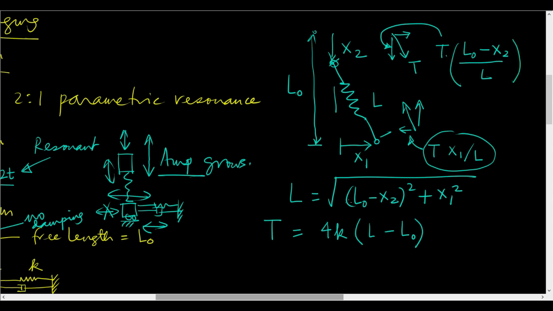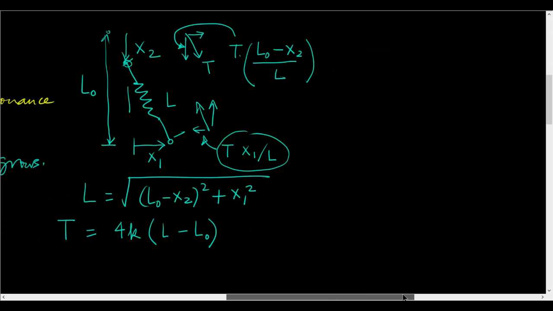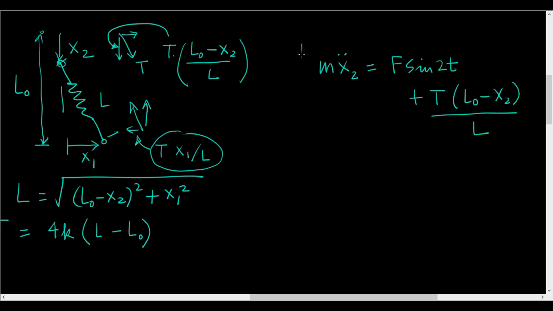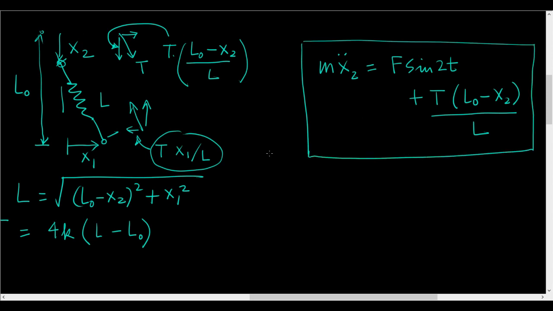Okay, good. With that, we have our equations of motion, and so I have m x2 double dot is equal to F sine 2t plus T times (L0 minus x2) over L. This is one equation. Remember that this L is a complicated function of x1 and x2, so this is a nonlinear system.